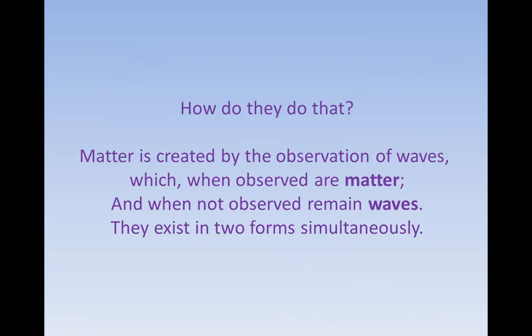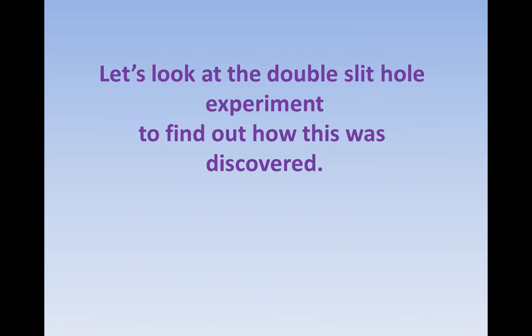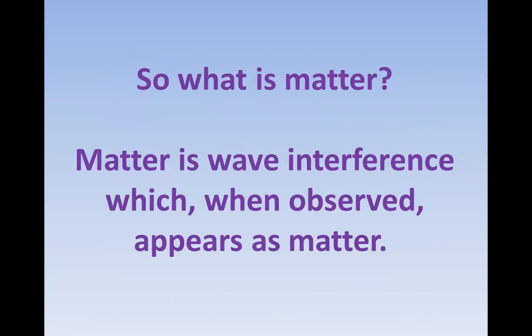Matter is created by the observation of waves, which when observed are matter, and when not observed remain waves. They exist in two forms simultaneously. Let's look at the double slit experiment to find out how this was discovered, and then we played the video of the double slit experiment. Then we had to ask the question, so what is matter? Matter is a wave interference which when observed appears as matter.